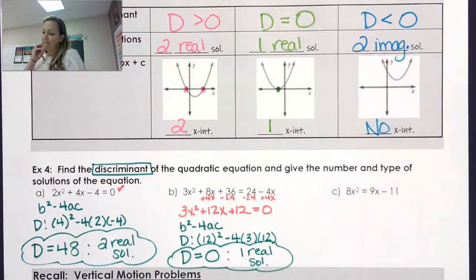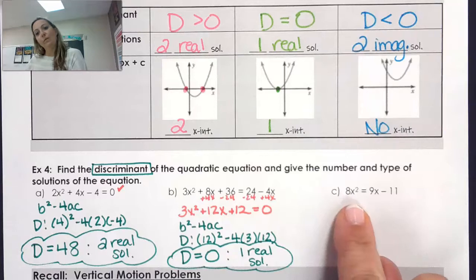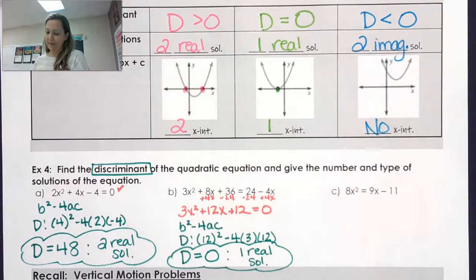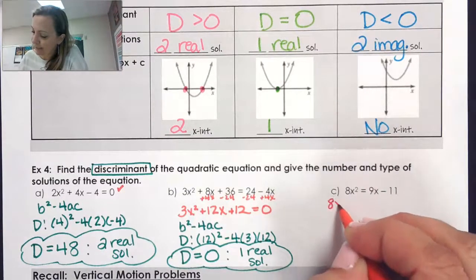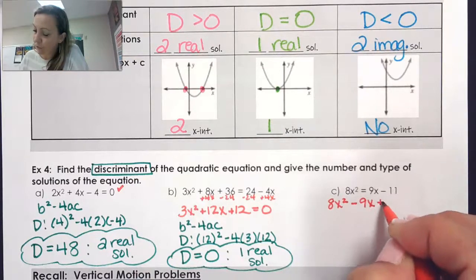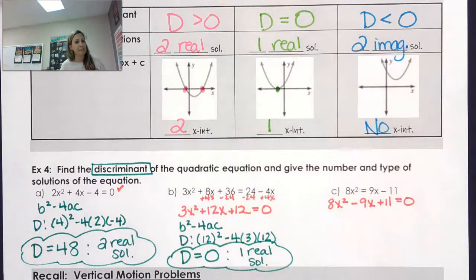In letter C, I know we each have our preferences, either just moving one thing over or keeping everything, or keeping the leading coefficient positive. I really think it's a great habit to keep the leading coefficient positive. So I'm just going to move the rest of these over. You could do it the other way where you subtract 8x squared. You'll get the same discriminant, okay, as long as you have one side equal to 0.